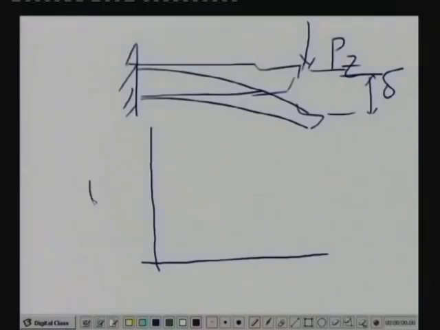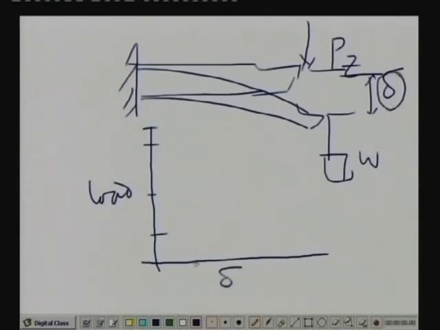You do an experiment. This is load. You apply some known load, say W here, and measure the deflection by dial gauge. This is the deflection delta. You measure. Suppose for a particular W1, you get a point here. Then you change the load, get another deflection, plot it here. Then you keep on plotting, and then you get a curve like this.